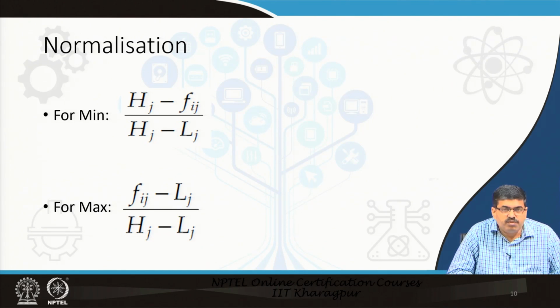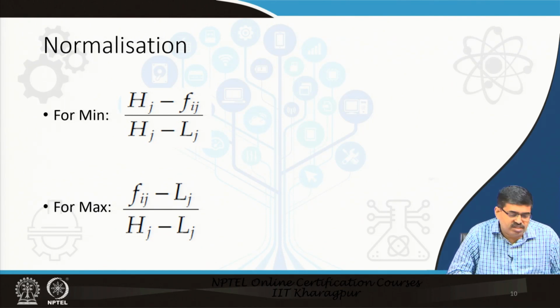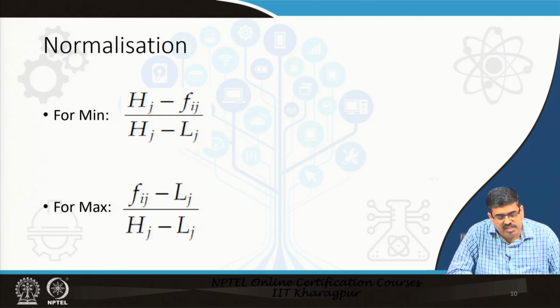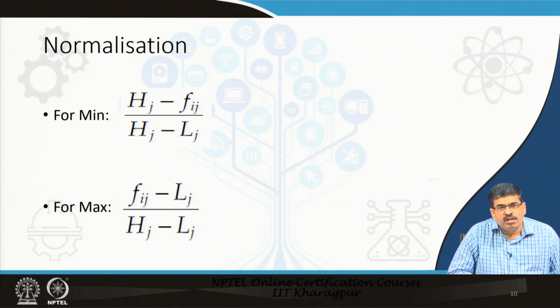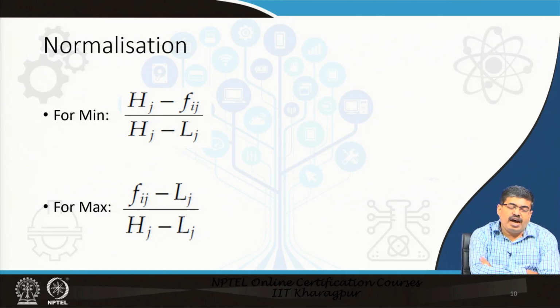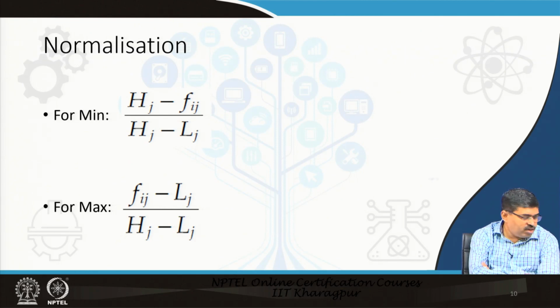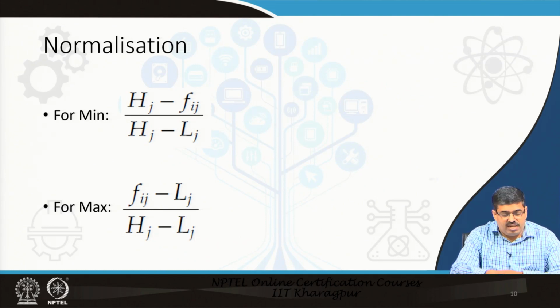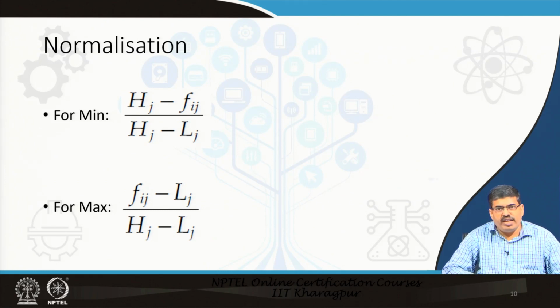What is this Rj? That is highest minus lowest. Now, I will explain this. For max: Fij minus Lj, divided by Hj minus Lj. What are these basically? I will explain. Hj is the highest value in that particular column. Fij is the value at that particular cell. Lj is the lowest value, and Hj minus Lj is basically the range of that series.